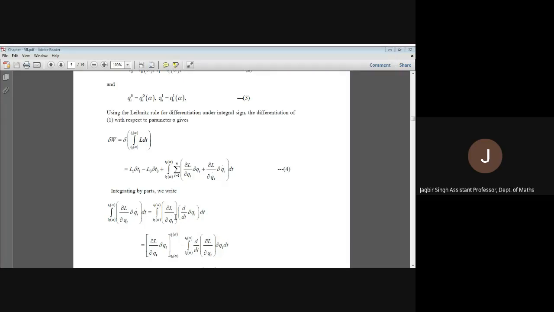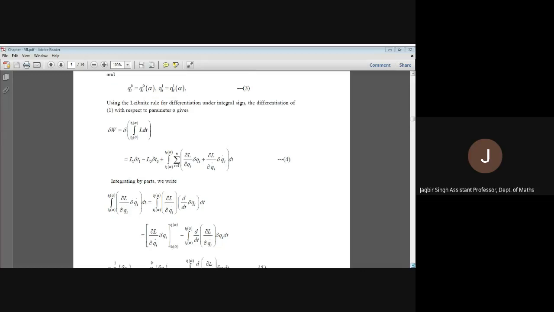And now integrating by parts, assume d by dt del Qi is the first function and curly L by curly Qi dot is the second function. Then curly L by curly Qi dot as it is, and then integration of second, minus integration T0 alpha to T1 alpha derivative of first function and integration of second dt. So it is obtained.